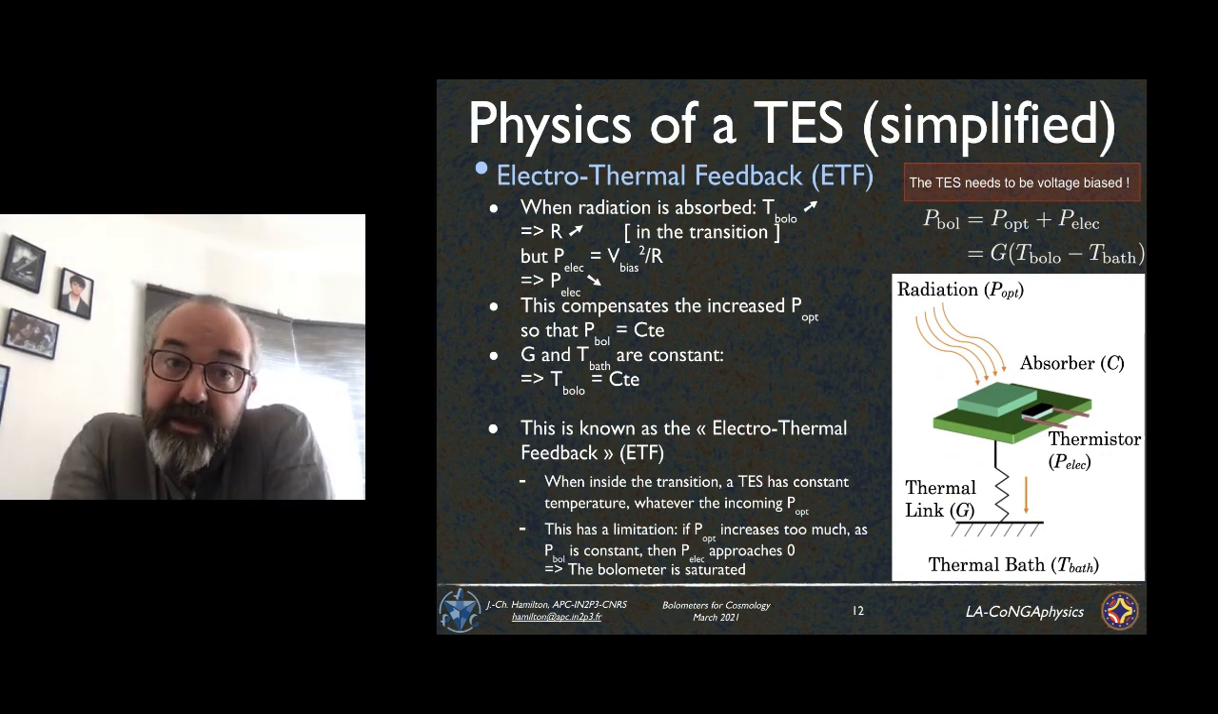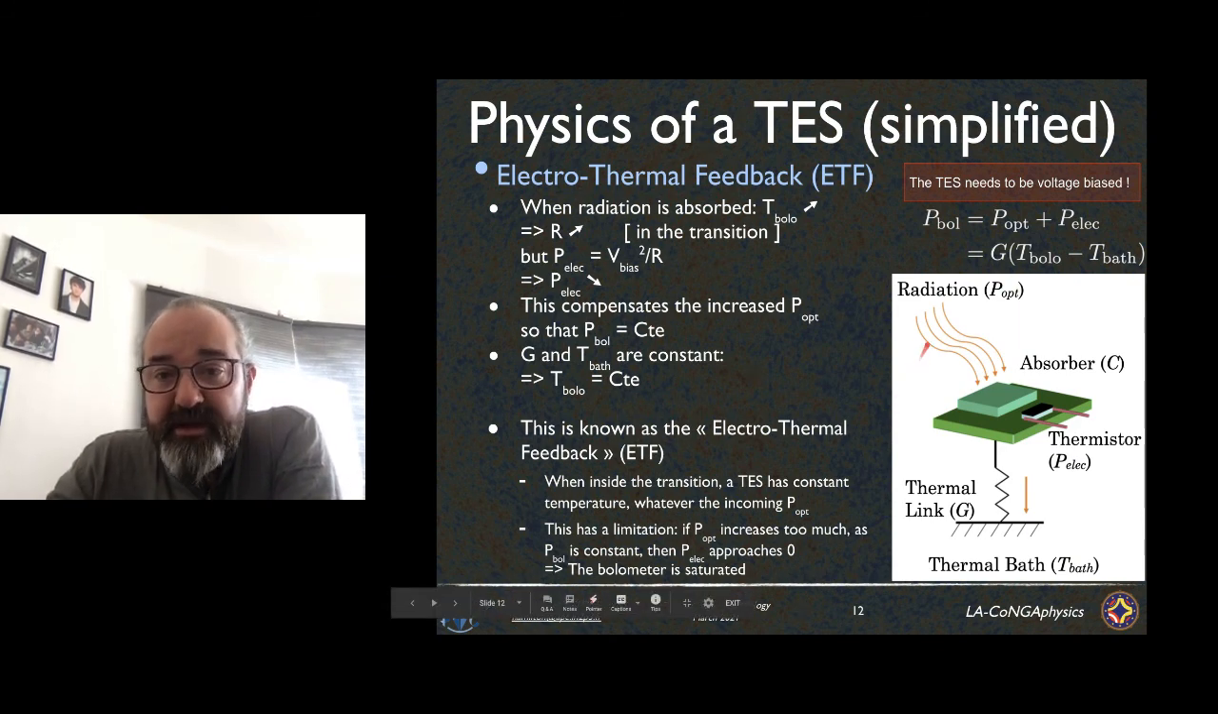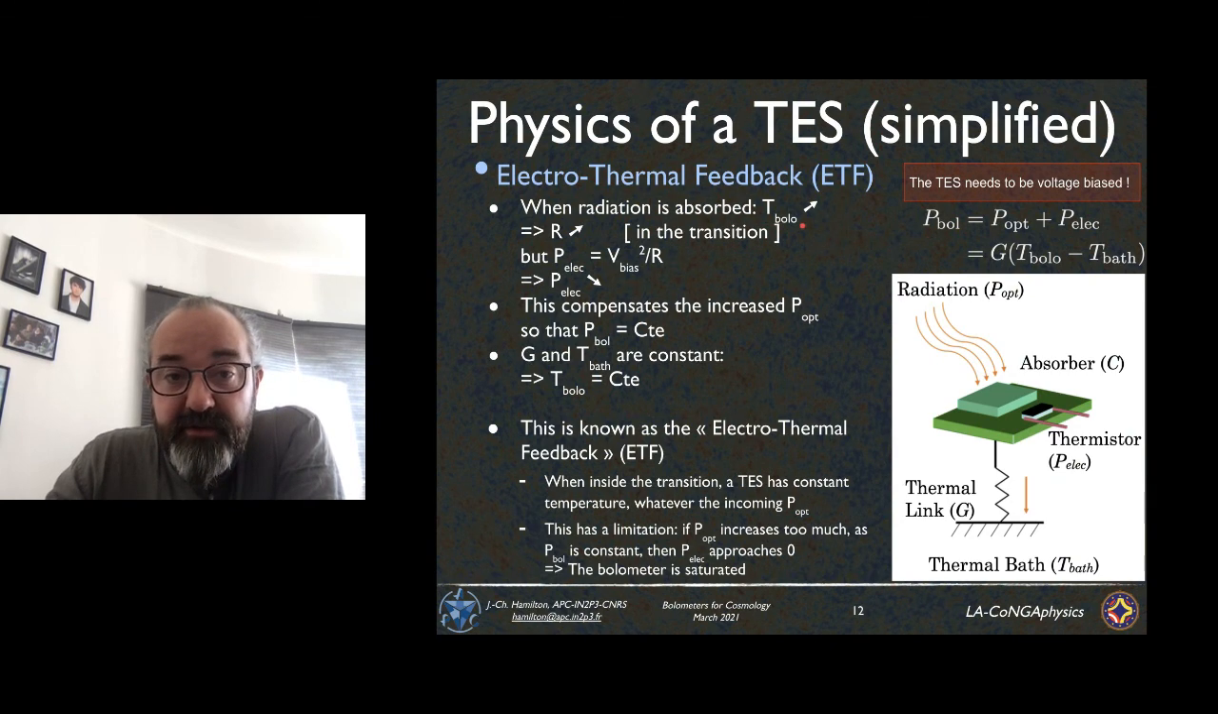So one important thing in the physics of a TES is what we call the electrothermal feedback, okay? One important thing is that the TES has to be voltage biased, and you'll see why. So what happens is that when radiation is absorbed by the bolometer, the temperature of the bolometer will increase, okay? And as we have seen, this difference between the temperature of the bolometer and the temperature of the bath multiplied by G is the power that is circulating in the bolometer, okay? So because the temperature increases, we're in the normal to superconducting transition, then the resistance increases.